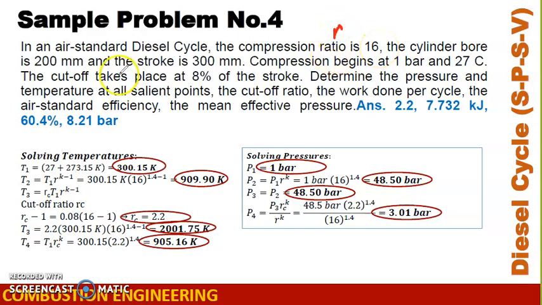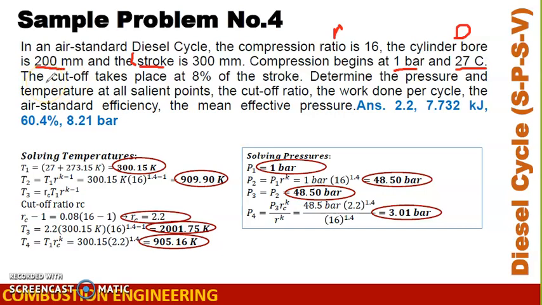The cylinder bore is 200 mm. So this is our D. Then we have the stroke, which is L. The compression begins at 1 bar. So this one is our P1. This one is our T1.